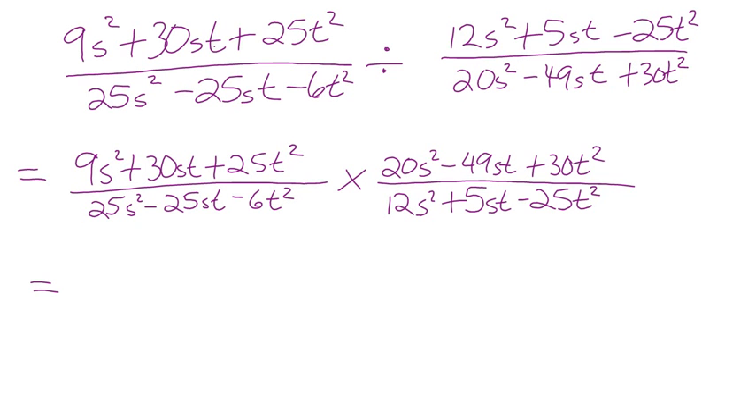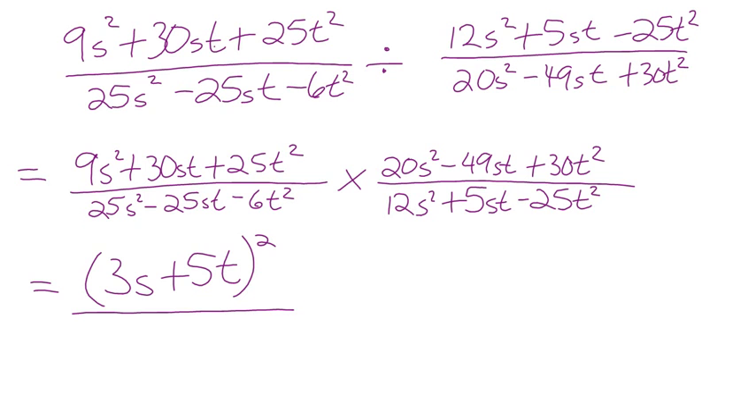Okay, now we got to factor. So what's easier to factor than 9s squared plus 30st plus 25t squared, or the 25s squared minus 25st minus 6t squared? I don't think it matters. Yeah, it does. Top one, because top one is actually a trinomial square, right? Because 9s squared has a square root, which is 3s. And 25t squared has a square root, which is 5t. 3s times 5t is 15st, doubled is 30st. So that tells me that this factors as 3s plus 5t all squared. Right? So that's recognizing trinomial squares. Makes it easier for you to factor that.